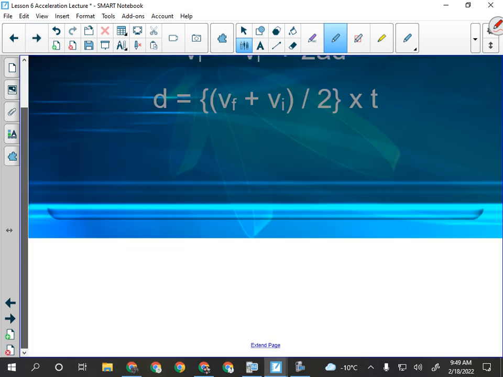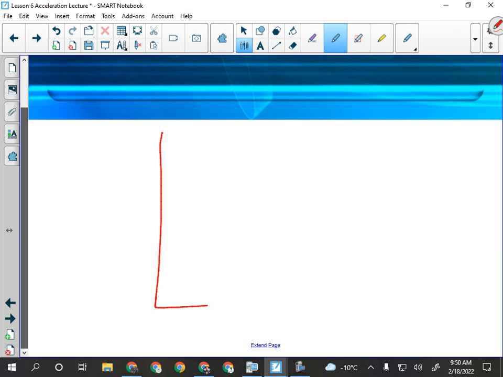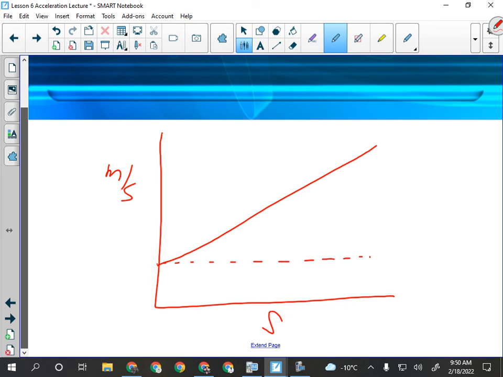Thinking back to graphing, let's say I have a velocity versus time graph that looks like that. How would I calculate the displacement? How do I get displacement from a velocity time graph? You find the area under the line, because that's average velocity times time.